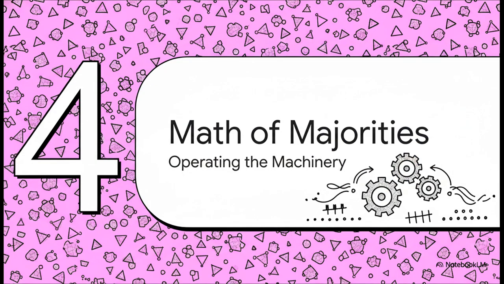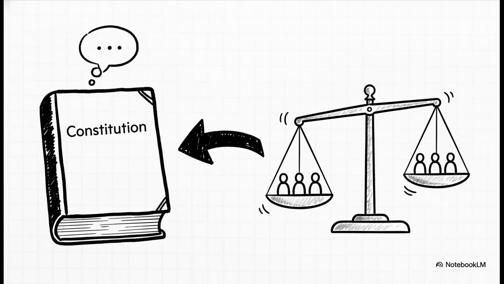Finally, Section 4, the math of majorities, operating the machinery. Okay, we know what a state is, we have the Constitution. But how does this massive democratic machine make daily decisions? It all comes down to math. But before we crunch any numbers, you have to remember this default golden rule. Whenever the Constitution is totally silent and doesn't explicitly specify a strict voting threshold, it's just automatically assumed that a simple majority is all that's required.